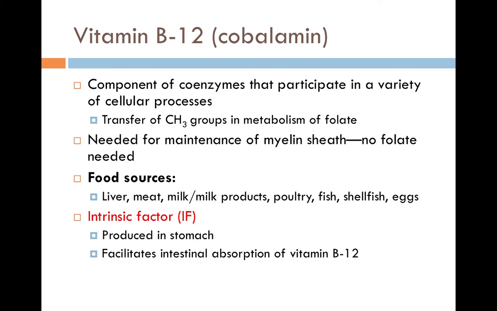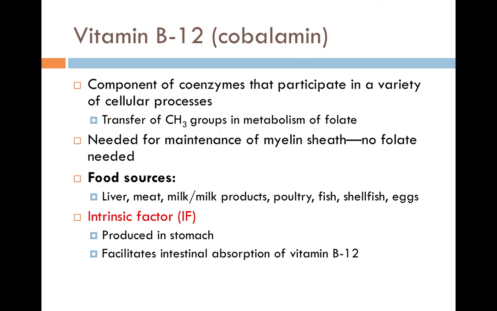Sadly, deficiency can result in death, so it's really important to get B12 in your diet. Good food sources of B12 are liver, meat, milk and milk products, poultry, fish, shellfish, and eggs. In order to absorb vitamin B12, the vitamin must be released from the animal protein to which it is bound. The only way this can happen is through the action of hydrochloric acid in the stomach.